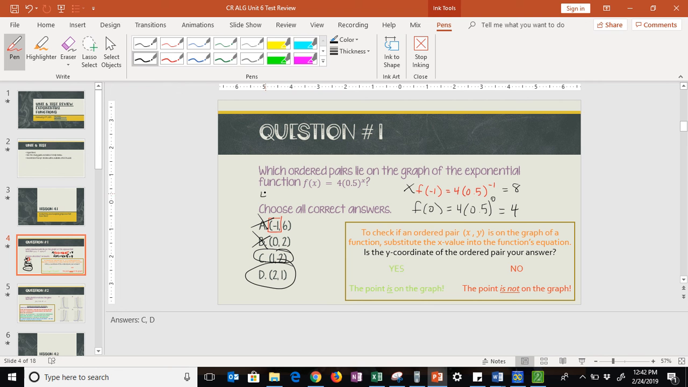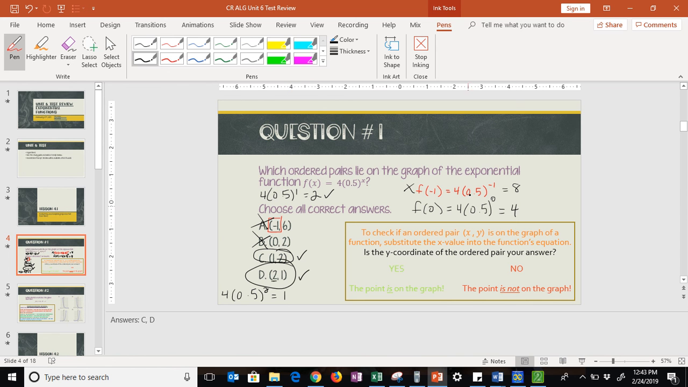I don't really have room right there, but if I did 4 times 0.5 raised to the first power, this is just 4 times 1/2, which gives me 2. So that's why these match, because I get the same y value. And then I would get the same y value again when I plugged in 2 for my x. I'm plugging in the 2 from D. 0.5 raised to the second power times 4. When I put that in my calculator, I get 1, and that's why that works.